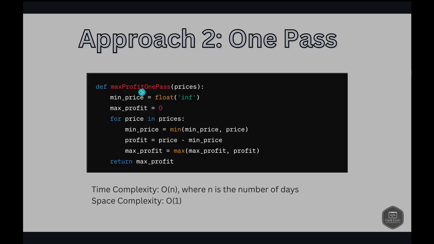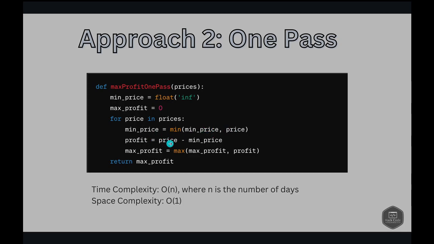Here, as I said, we have to keep track of the maximum profit, which is 0 initially. For the min price, since we are comparing and taking the minimum, we initialize it to float of inf, which takes the maximum value. We iterate through the array once and keep track of the minimum price we've seen so far. In the first iteration it would be some huge value. Whenever we encounter a lower price, it would be the min of the min price and the current price, so it would be some lowest price.